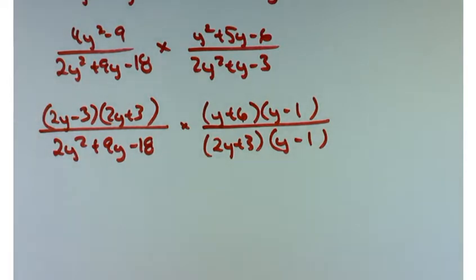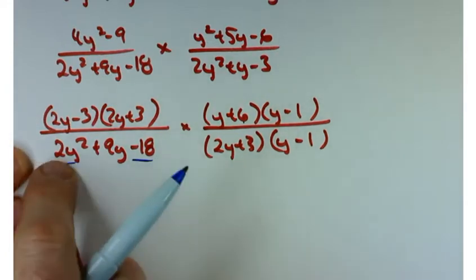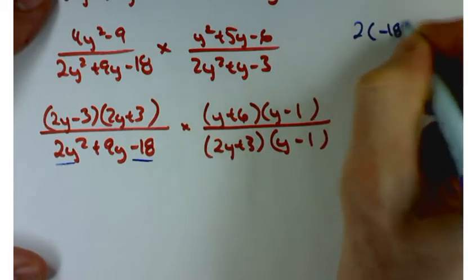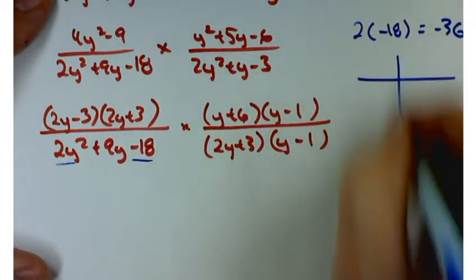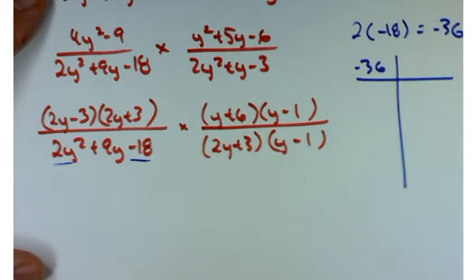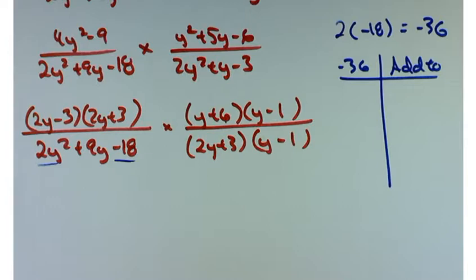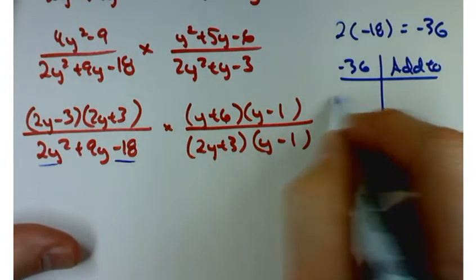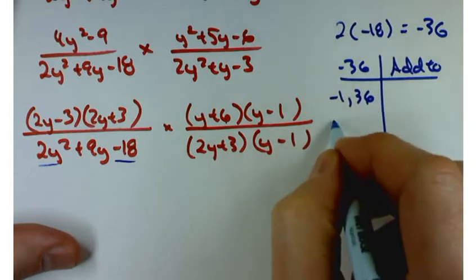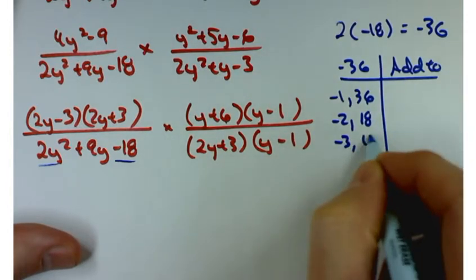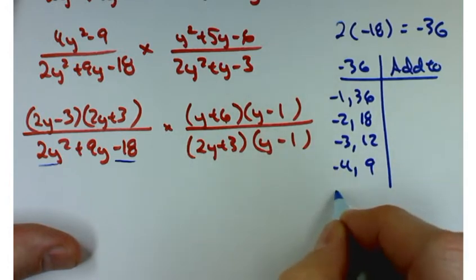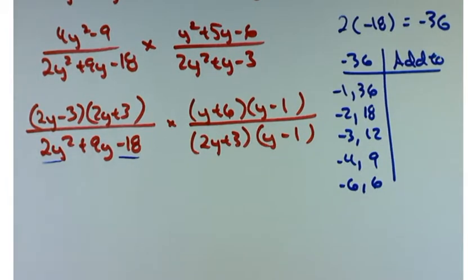In the not-so-nice case, at least the way I teach it, we'd multiply the outside terms. 2 times negative 18 gives you negative 36. So I want to find 2 numbers that multiply to negative 36. What do they have to add to? 9. So, let's see. Negative 1 and 36. Negative 2 and 18. Negative 3 and 12. Negative 4 and 9. And negative 6 and 6. So those are all the pairs of numbers that multiply to negative 36. But they're supposed to add to 9, which is what this middle pair does.